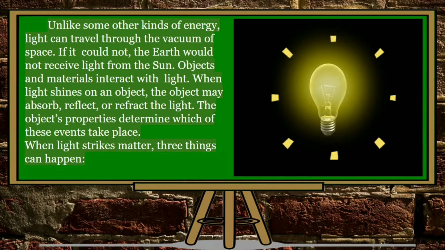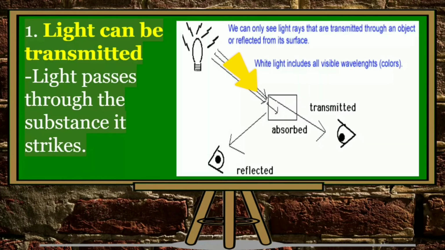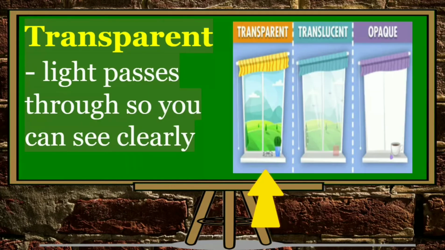Objects and materials interact with light. When light shines on an object, the object may absorb, reflect, or refract the light. The object's properties determine which of these events take place. When light strikes matter, three things can happen. Number one is light can be transmitted. Light passes through the substance it strikes.